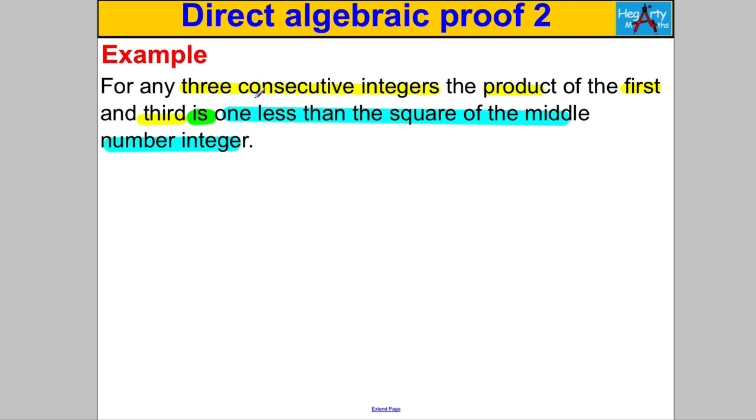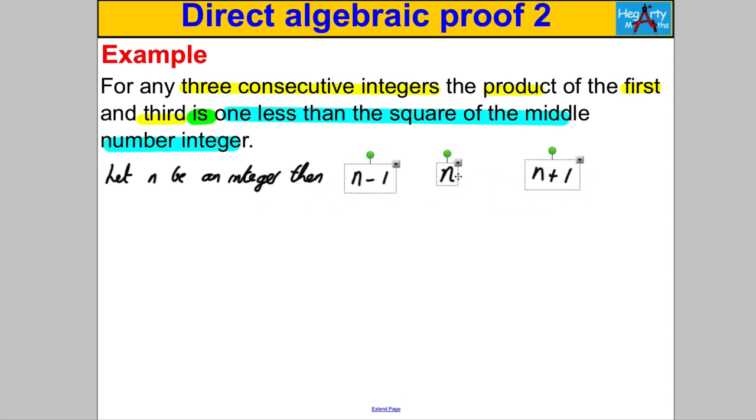Okay, so 3 consecutive integers. Let's use our little trick. Let's let n be one of them, let's let n add 1 be another one, and let's let n take away 1 be another one. That's our little trick with consecutives, especially with 3. So let's start by saying let n be an integer. And then we can say that n subtract 1, n and n plus 1 are consecutive integers.